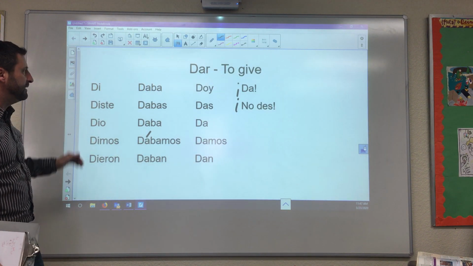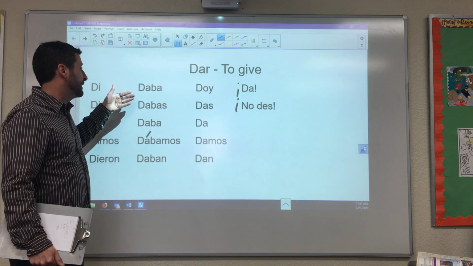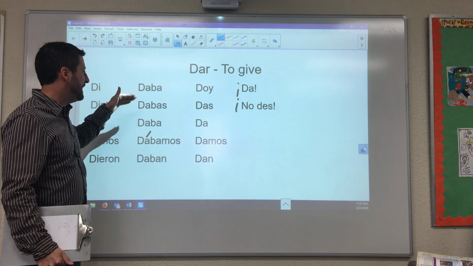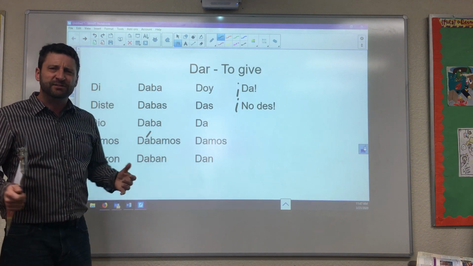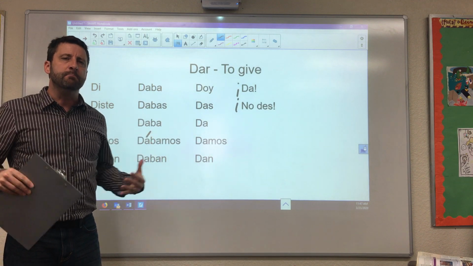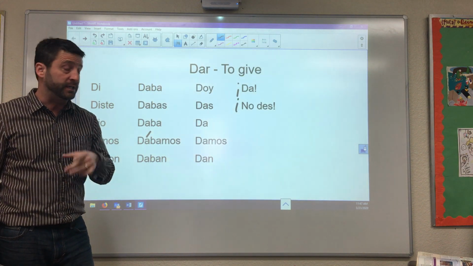I gave, you gave, he gave. Imperfect tense makes it sound like it was going on. I was giving, or used to give. Daba, dabas, daba, dabamos, daban. It's good practice to write this down, start memorizing these tenses, getting ready for Español 3.